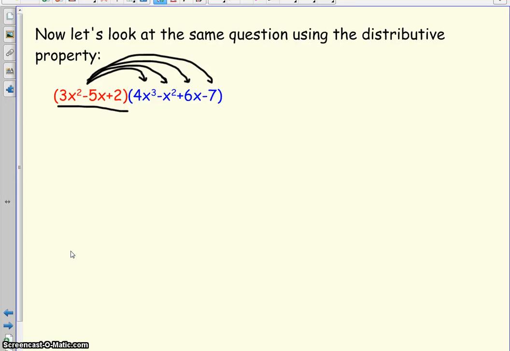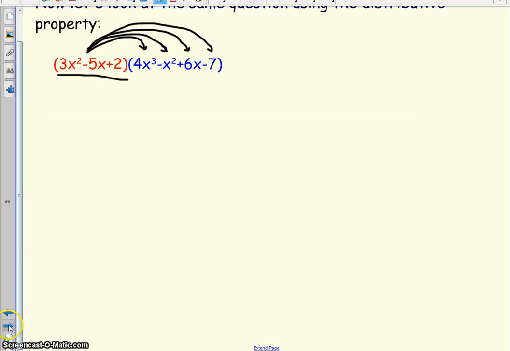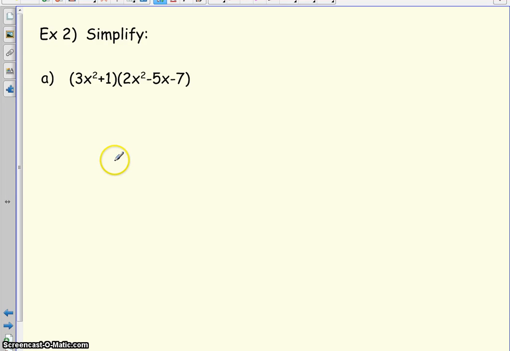Okay, so with that in mind, let's try a few more complicated examples to see if we're on the right track. So here we've got 3x squared plus 1 times bracket 2x squared minus 5x minus 7. Okay, so I'll let you try this one on your own. The only thing I'll say is this would be a good opportunity if you like having all your like terms along diagonals to try using a placeholder here.